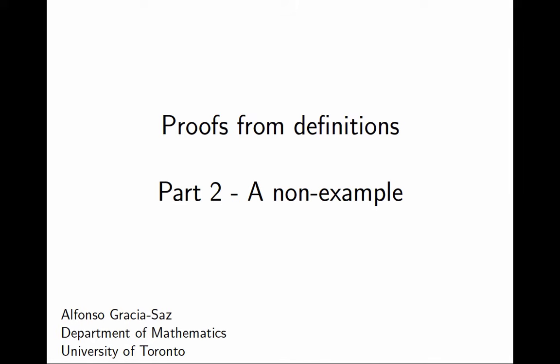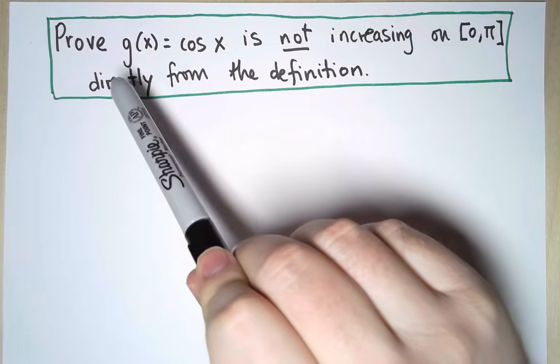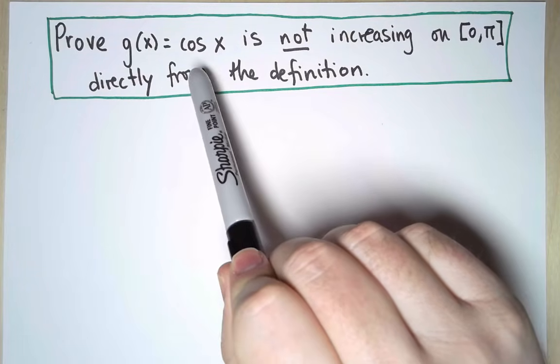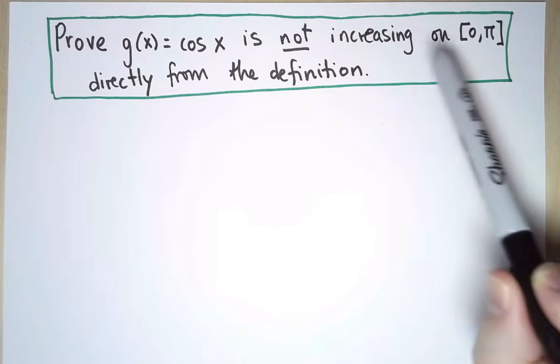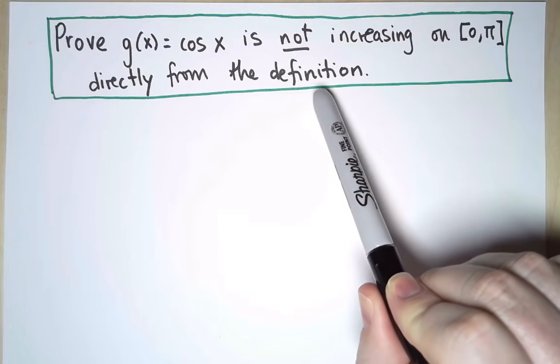When we write mathematical proofs, we often need to use the definitions of the concepts that appear in the statement. In this video, I will illustrate how to prove that an example does not satisfy a definition. I want to prove that the function g, defined by the equation g of x equals cos x, is not increasing on the interval 0 pi, and I want to do it directly from the definition.